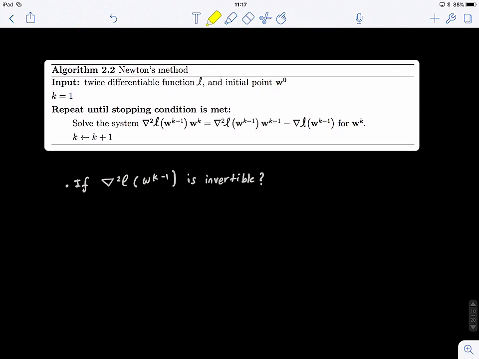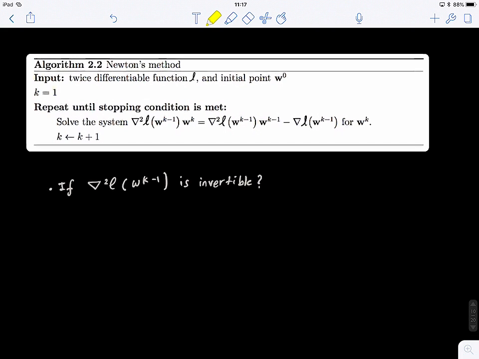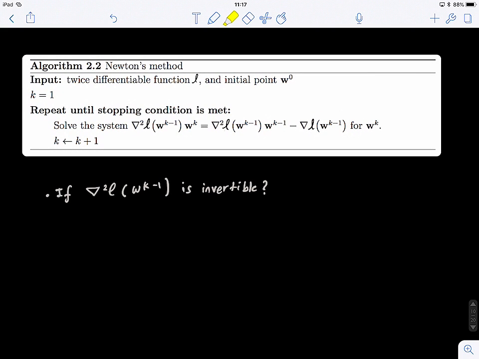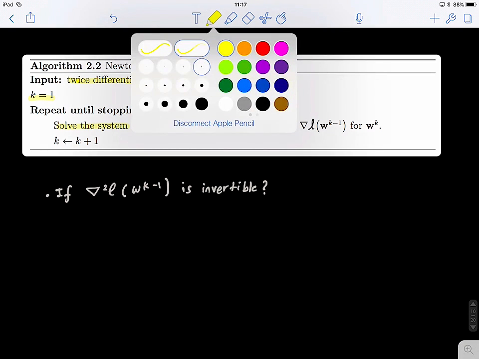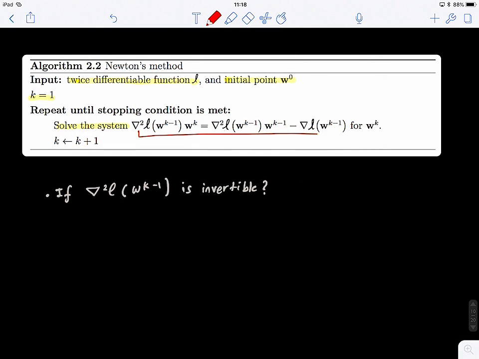So this is Newton's method, this is the algorithm. Given a twice differentiable function L, our loss function here, and an initial point W0, we initialize K using 1. And what we'll do is solve the system. It's a whole system that we're solving right here, and we're solving for WK. So we want to estimate WK from the previous point, and we're going to repeat this. It's the same thing.